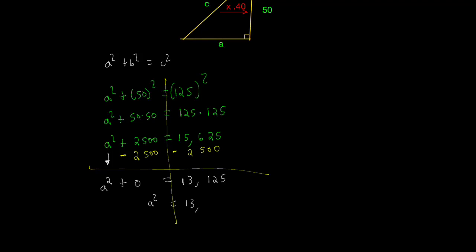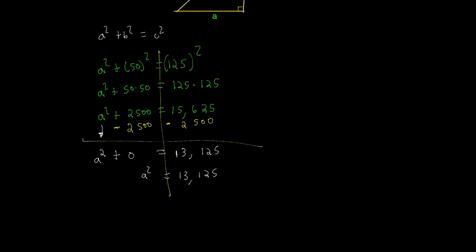And now in order to get rid of the square, I can take the square root of both sides. So square root on the left, square root on the right. The square and the square root cancel out, so I'm left with a equaling the positive length of the square root of 13,125, which is 114.56. So this is an approximation.